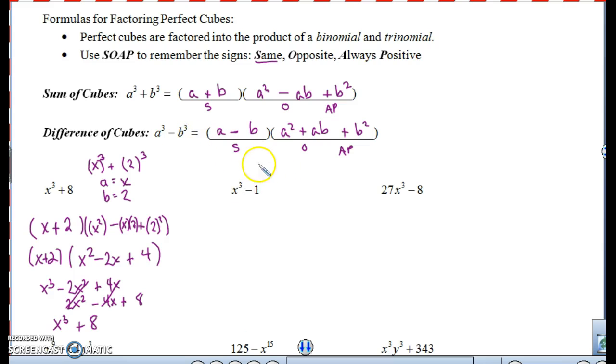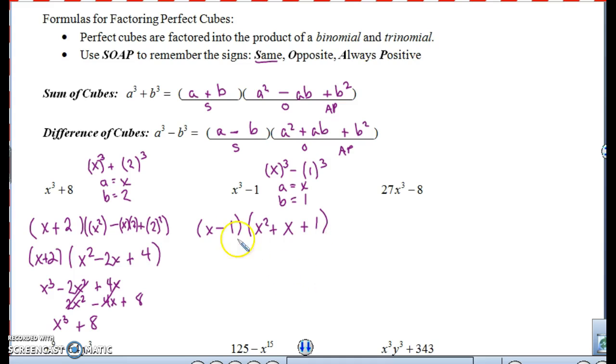Now remember, let's write these as cubes. We know x cubed is a perfect cube, so this is x cubed. And then 1 is also a perfect cube because 1 cubed is 1. So that means that A is x and B is going to be 1. So follow your pattern. All right, so we have A minus B, which is x minus 1. A squared, you can do this in your head, is x squared, plus A times B would be 1 times x, which would be x, and then B squared is 1 squared, which is 1.